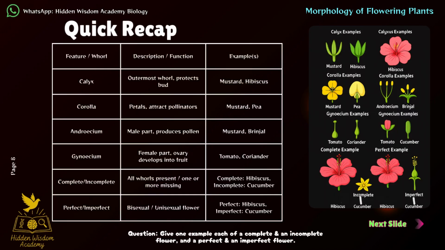Let's quickly recap what we learned about flower morphology. The calyx, sepals, protects the bud, and the corolla, petals, attracts pollinators. The Androecium is the male part that makes pollen, and the Gynoecium is the female part where the ovary becomes fruit. Flowers can be complete or incomplete depending on whorls, and perfect or imperfect depending on male and female organs. Remember these examples for exams.